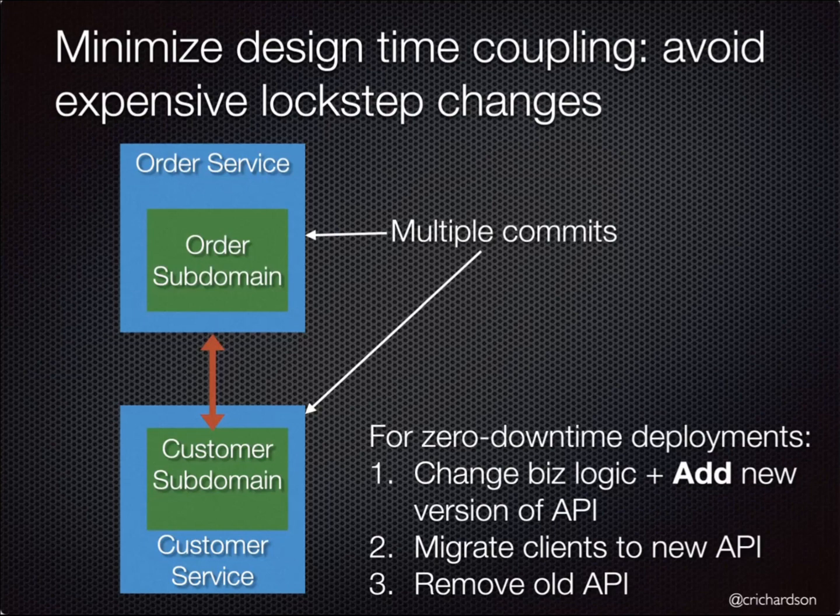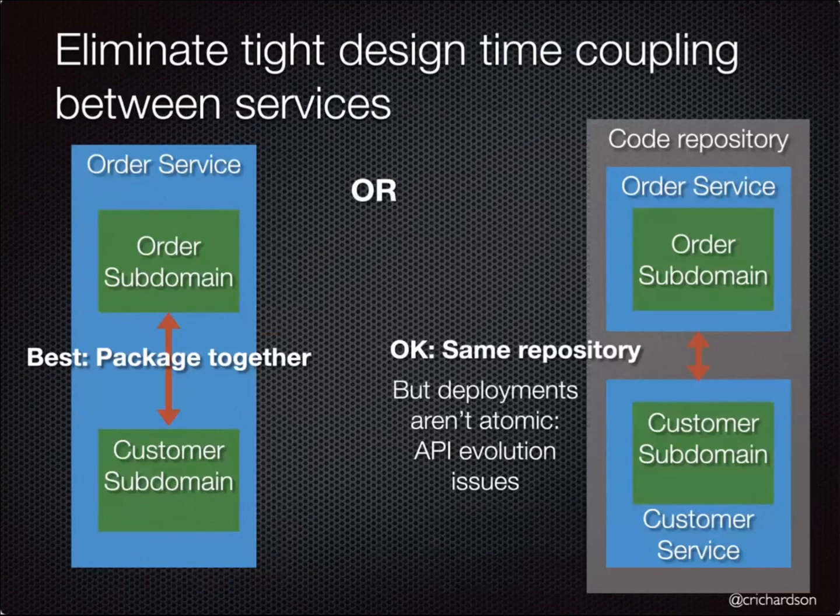So that's why having loosely coupled services from a design time perspective is really essential. And the best way to do that is, if you have subdomains that are tightly coupled, put them together inside the same service, right? So it's following the cohesion principle there. Maybe you could get away with having tightly coupled services provided they're actually in the same code repository, because at least then a given change is limited to a single Git repository. But then you still have the issue that deployments of multiple services are not atomic, and then you've got API evolution issues and so on. So it's really best to package together tightly coupled subdomains.